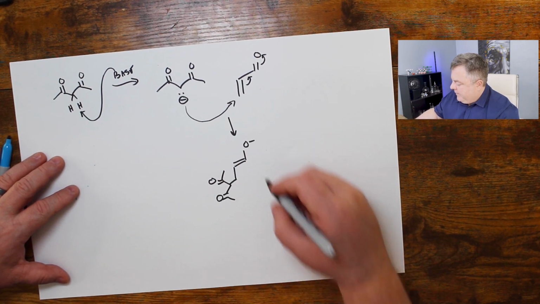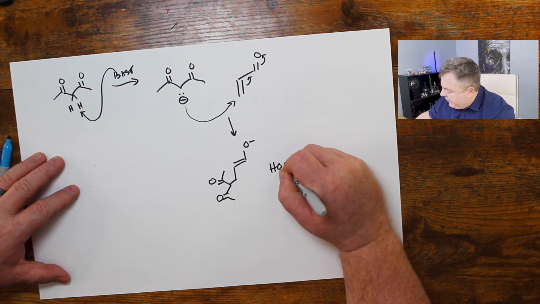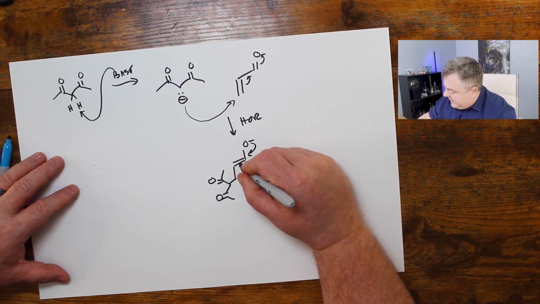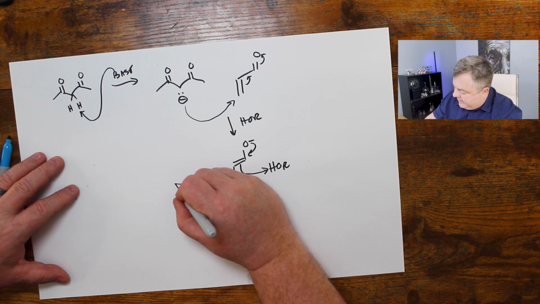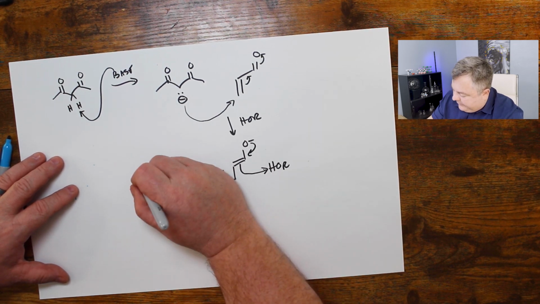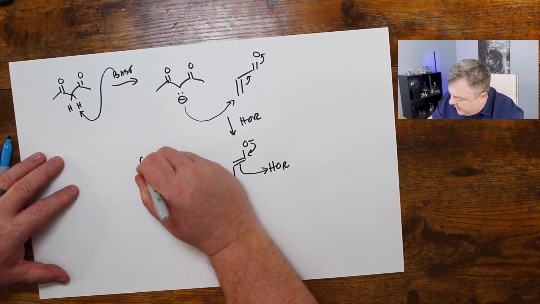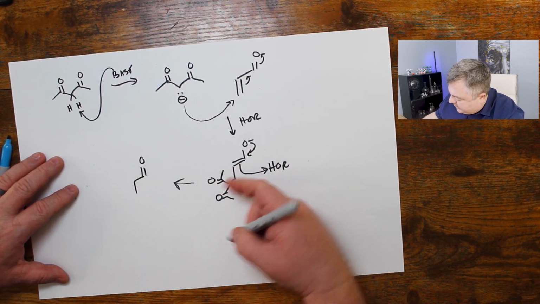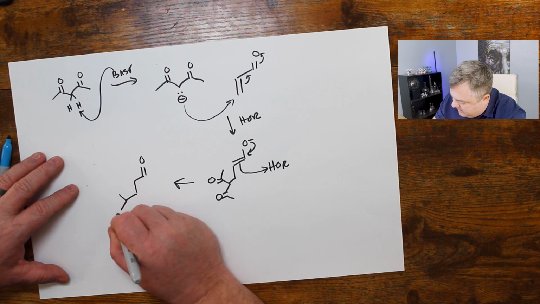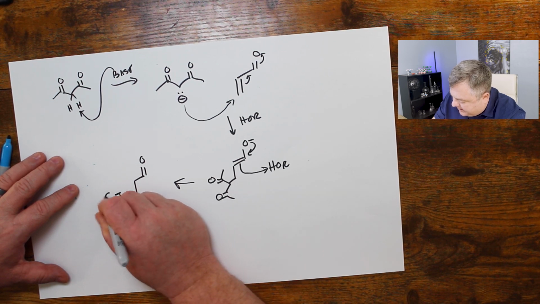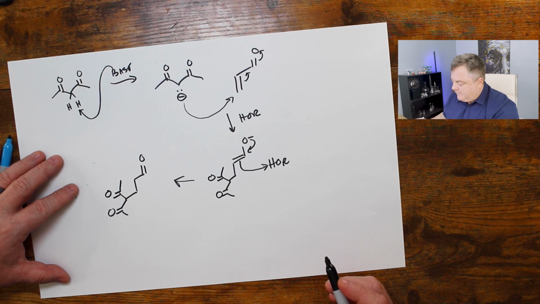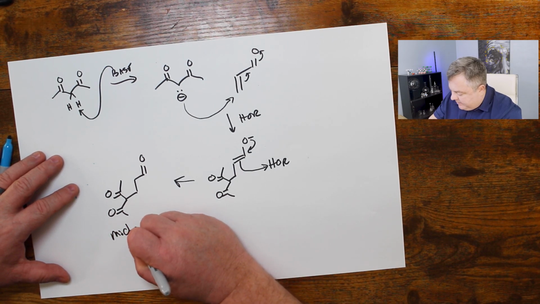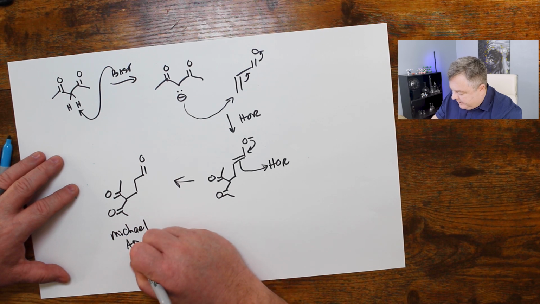Then what happens is I often run this reaction in alcohol. These electrons come back down and grab that proton to turn that double bond into a single bond. So I reform my carbonyl. I have a single bond, and my enolate. That is the Michael product. That's the final product of my Michael addition.